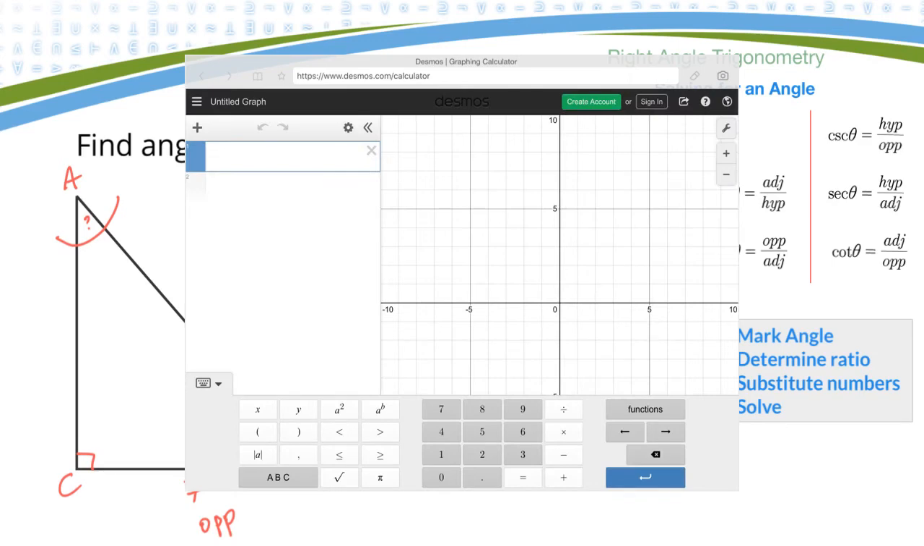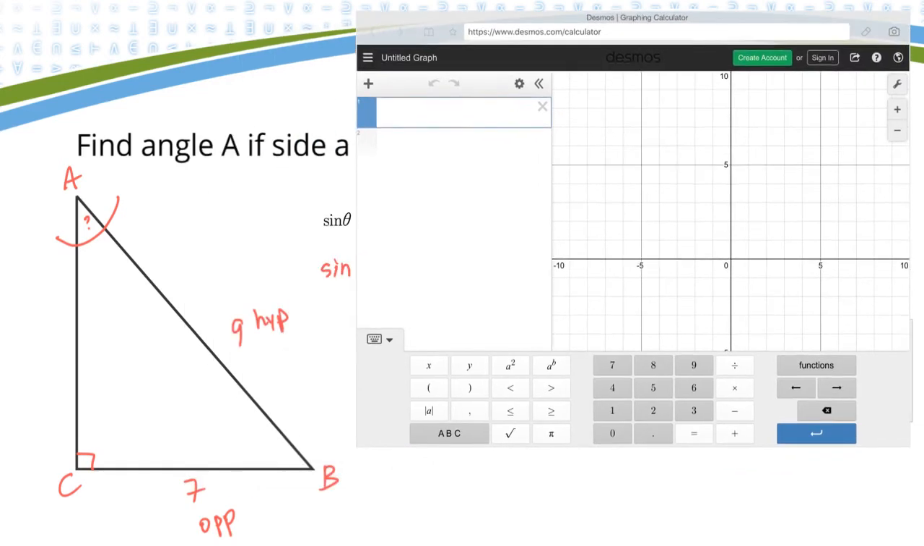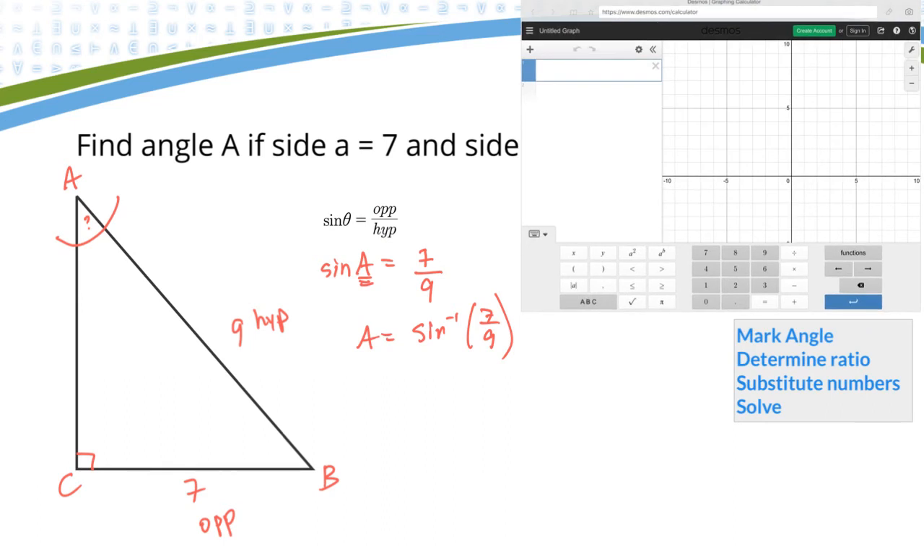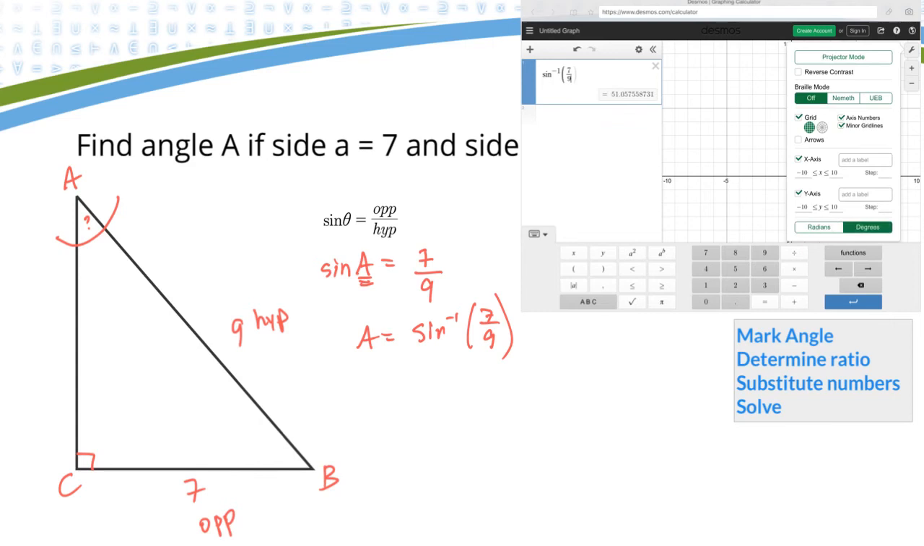Okay, so I want to do the arc sine of 7 over 9. So functions, arc sine of 7 divided by 9. 0.89. That seems a little funny. Let's make sure we're in degrees. There we go. 51.1, call it. So that angle A is 51.1 degrees. So this angle there, 51.1 degrees. Okay, so that's how you could solve for an angle.